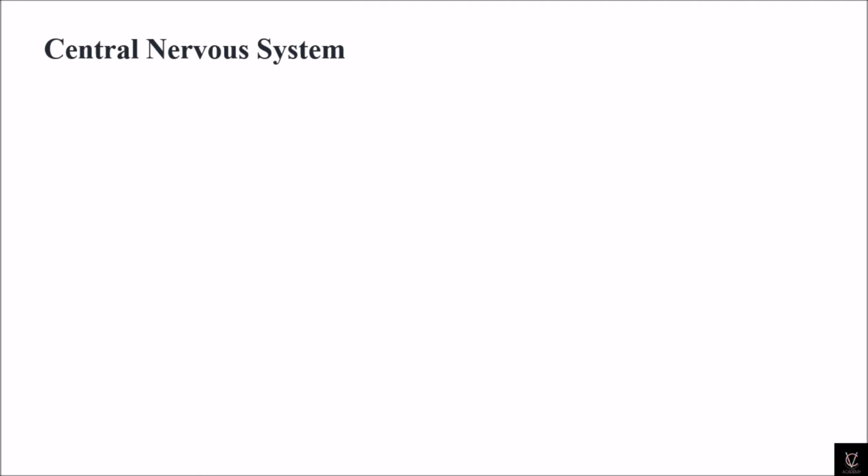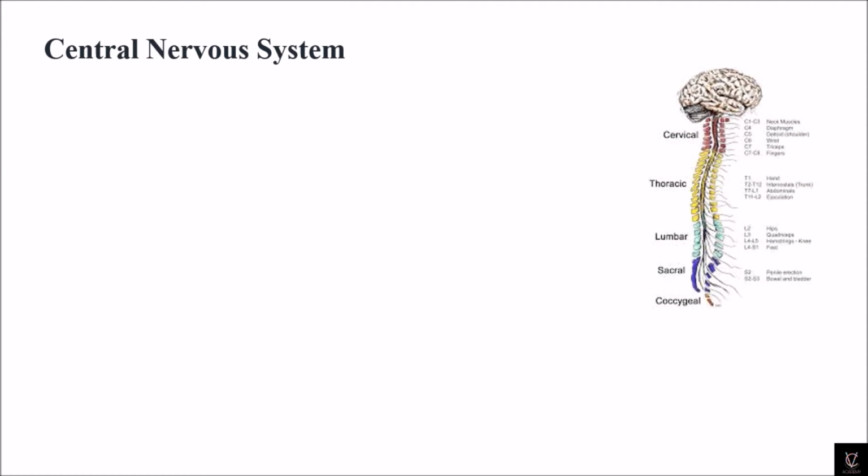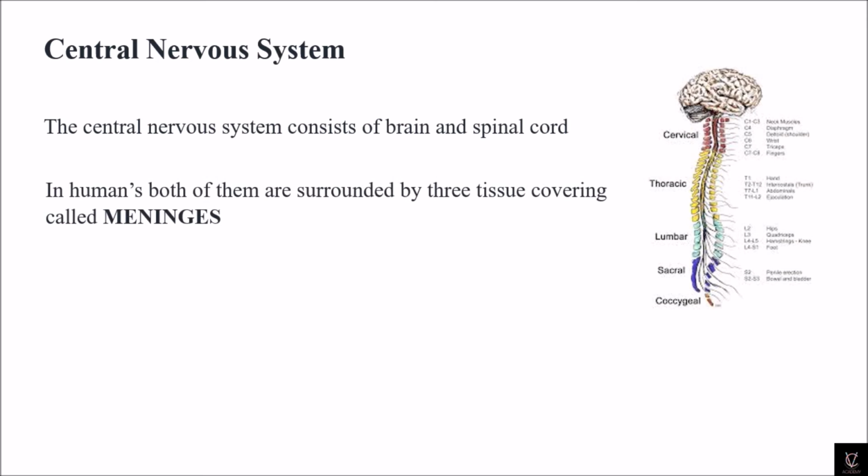Coming to CNS, or central nervous system. The central nervous system consists of the brain and spinal cord. So I have tried to give the best picture here. In humans, both of them are surrounded by three tissue coverings called meninges, whereas there are only two in amphibians, for example the frog.